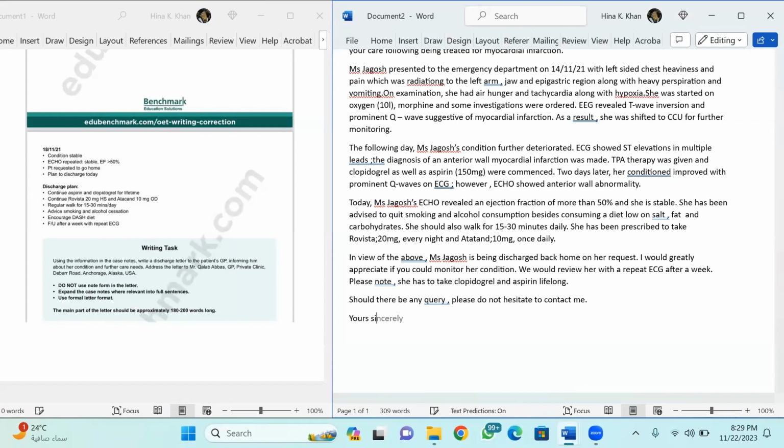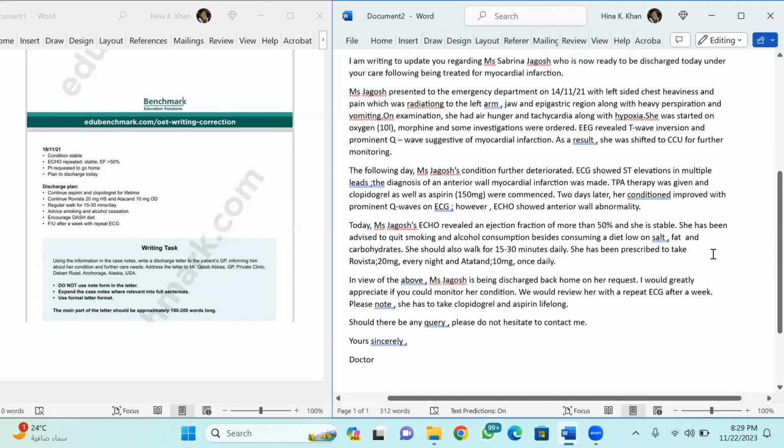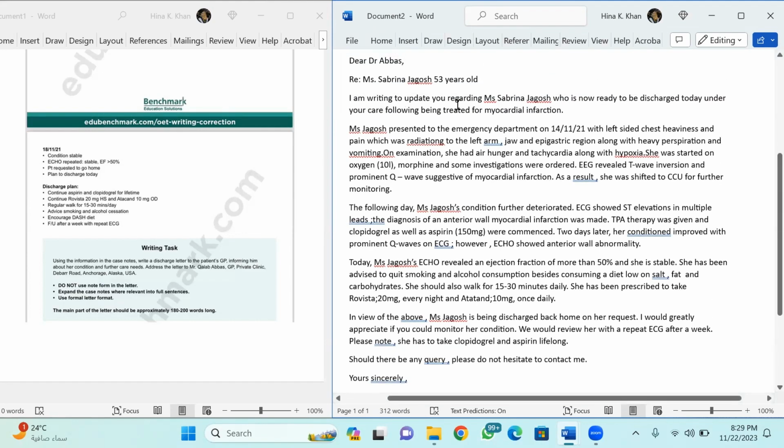Now the other way you can write this letter is, if you just see the pattern. First is the introduction. In the introduction, I have written the name of the patient, what I am doing with the patient, or with what she has been discharged, and the condition that she has been treated for.